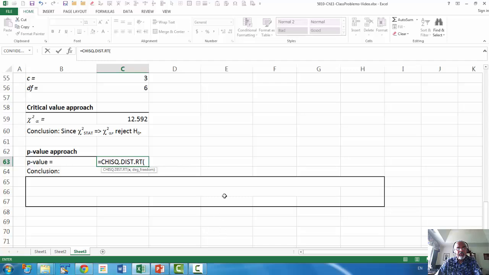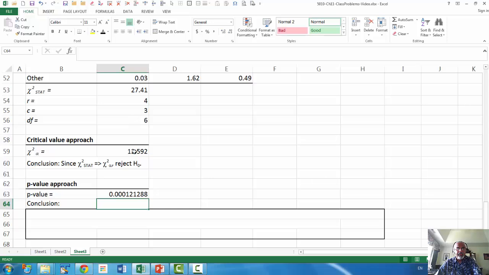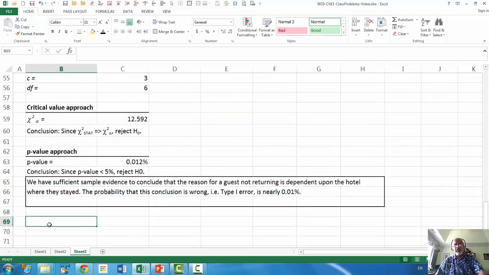Now for the p-value, you take the calculated stat comma the degrees of freedom for CHISQ.DIST.RT. That gives you the p-value of 0.012%. So the p-value being less than 5%, we reject and provide an interpretation. We have sufficient evidence to conclude that the reasons given for the guest not returning is dependent upon the hotel. And the probability that we are wrong, making a type 1 error, is 0.012%.